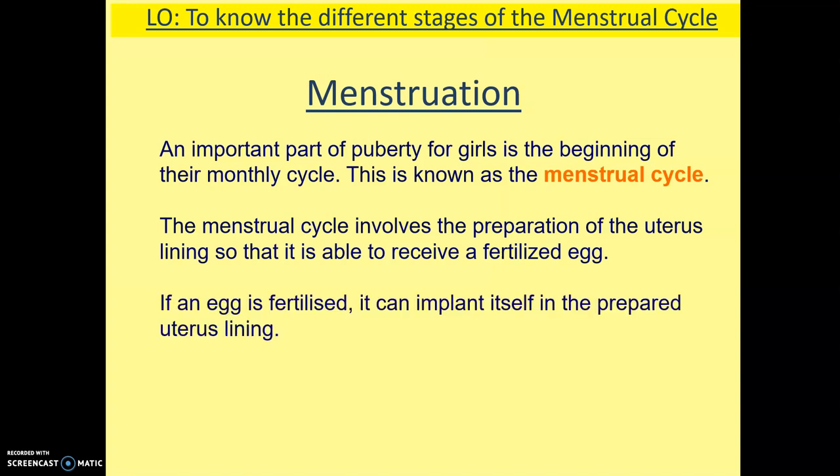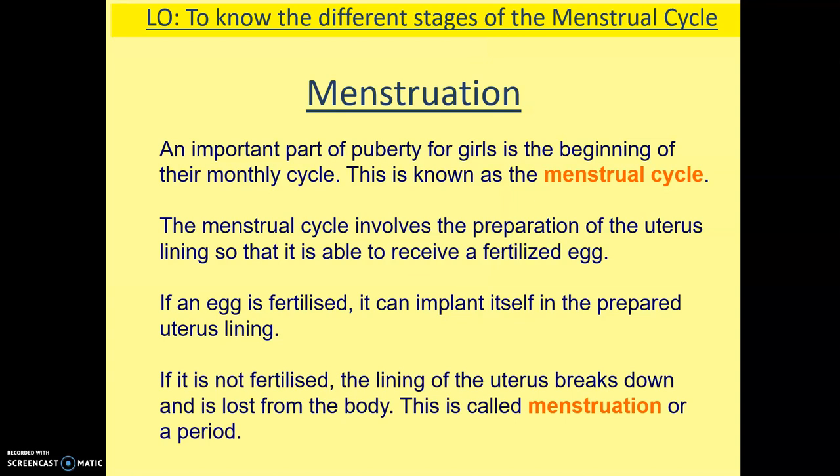All right. Now, if an egg is fertilized, it can implant itself in the prepared uterus lining. Remember, the menstrual cycle is meant to prepare to receive the egg. Now, here's the other thing. What if the egg has not been fertilized?